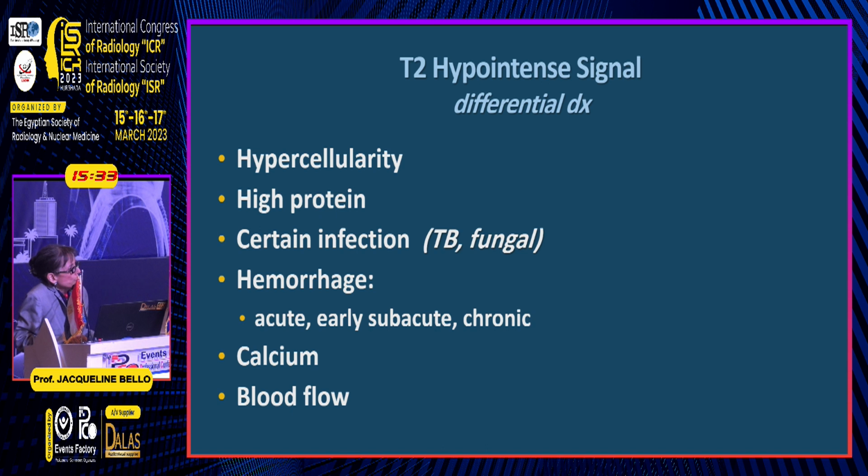So what is the differential diagnosis for T2 hypointense signal? Well, some of the things that we've already spoken about. Hypercellular lesions, such as lymphoma, high protein content in lesions, certain infections, as we've mentioned, and certain stages of hemorrhage, the acute stage, early subacute, and chronic stages. Calcium, typically low signal, and blood flow.